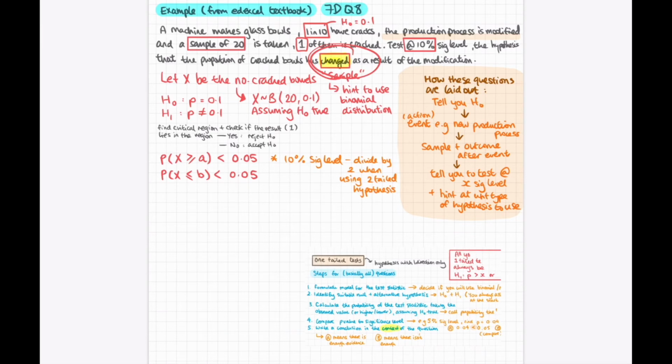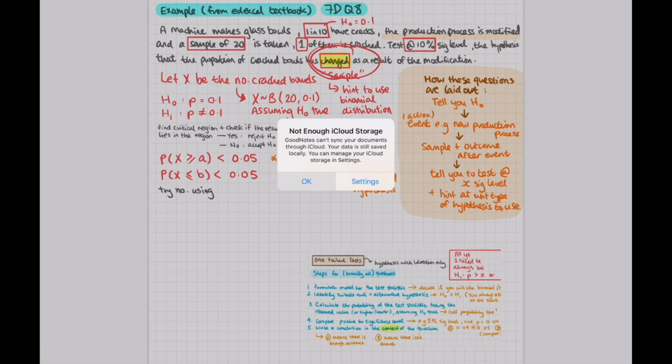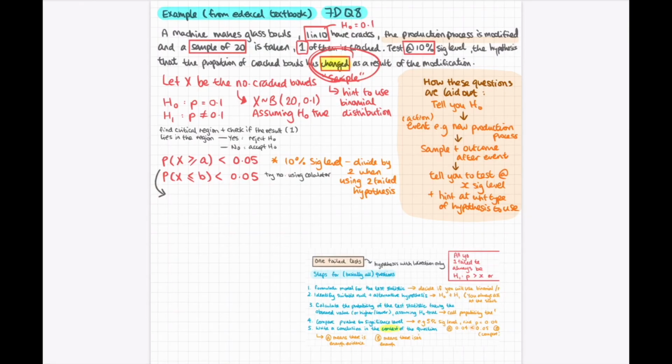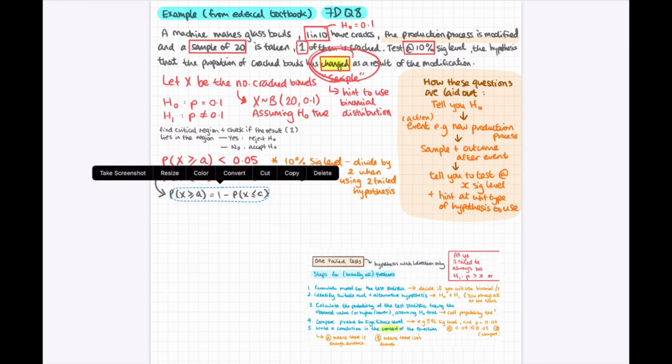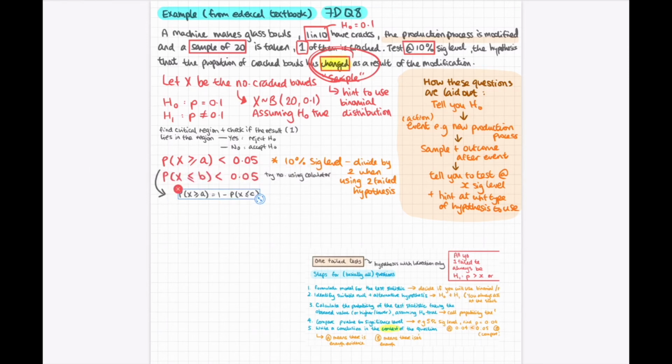And now you can basically try numbers using your calculator, and also remember that the probability x is bigger or equal to a equals 1 minus the probability x is less than or equal to c, which is not b. Okay, so that's another thing to bear in mind.